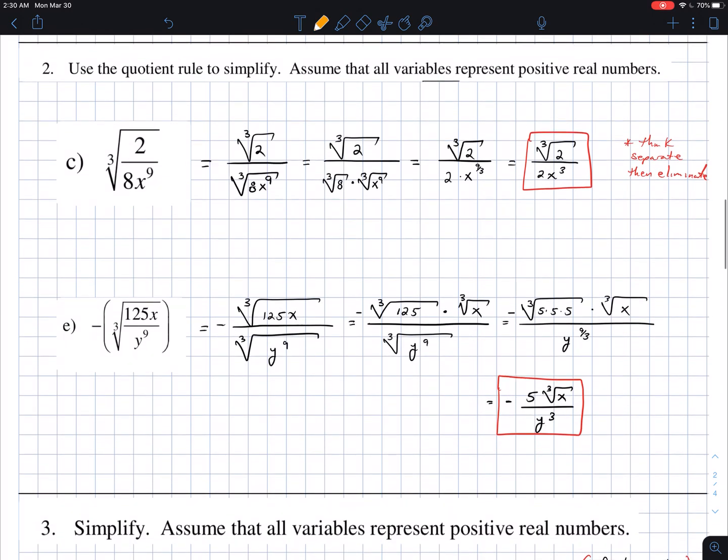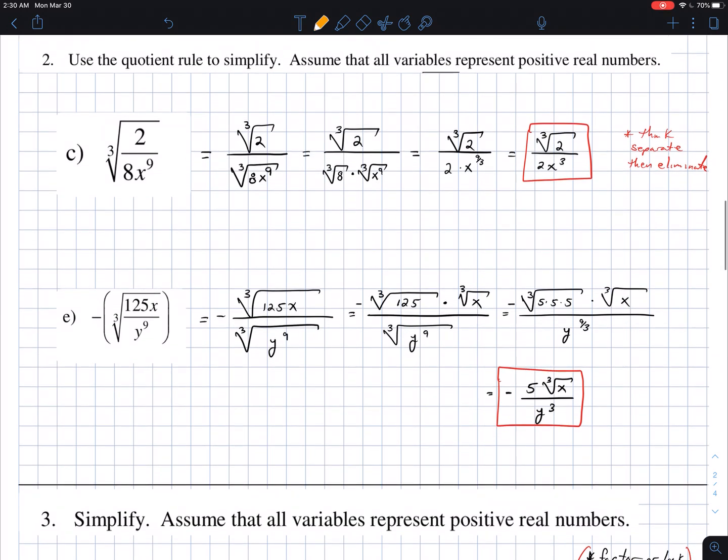If you go use the quotient rule, we have two problems here to work out. So it says, use the quotient rule to simplify. And again, assume all variables represent positive real numbers. So we're still working in the same category. So I just broke down the cubed root of 2 over 8x to the 9th into the cubed root of both top and bottom. I then separated by the product rule because I have an index, right, of 3.